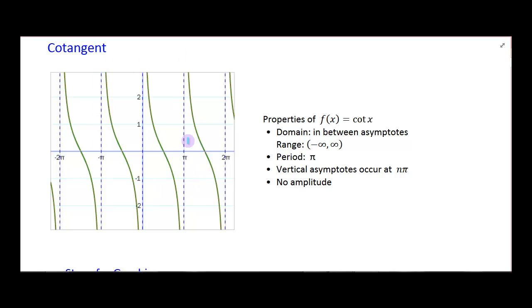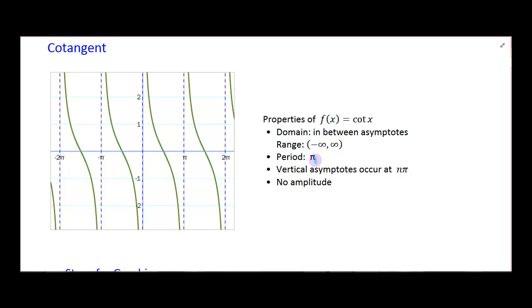Now this cotangent graph looks a whole lot like our tangent graph, which would make sense. They're both reciprocals of each other. So that's good that they both look the same. So their properties are going to be similar in that the domain of our function is going to occur between our two asymptotes here. And the range would be between 0 and positive infinity again. So our possible y values would be between 0 and positive infinity.